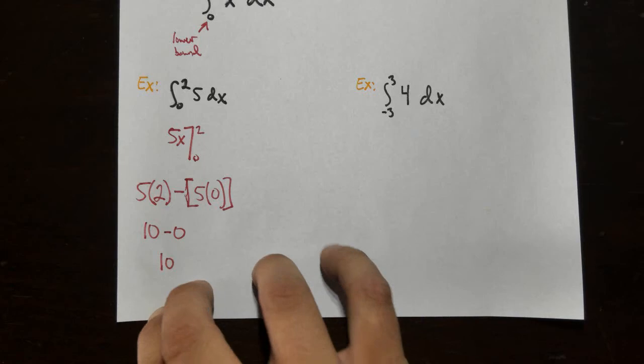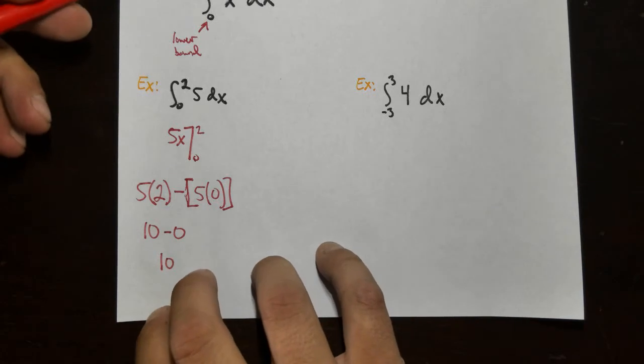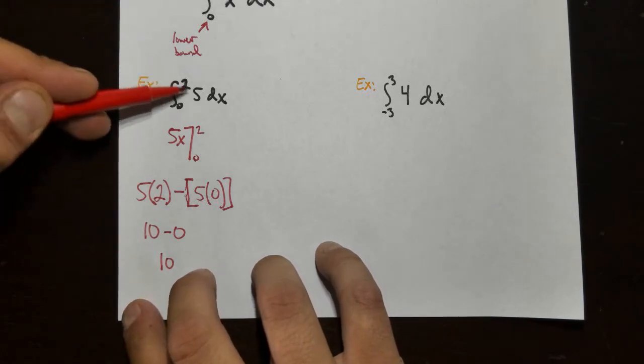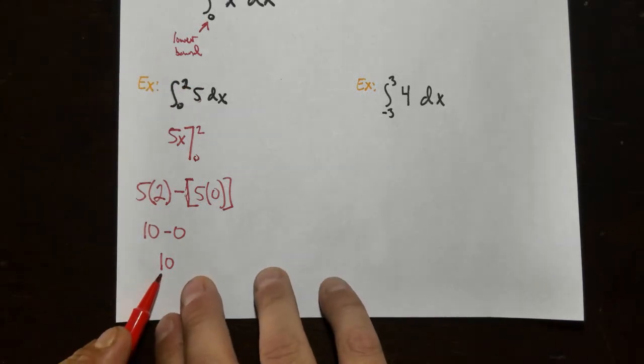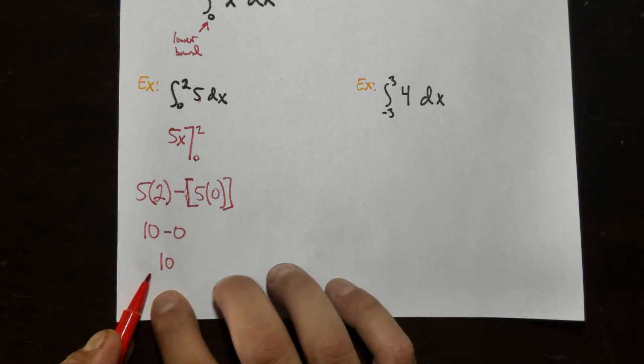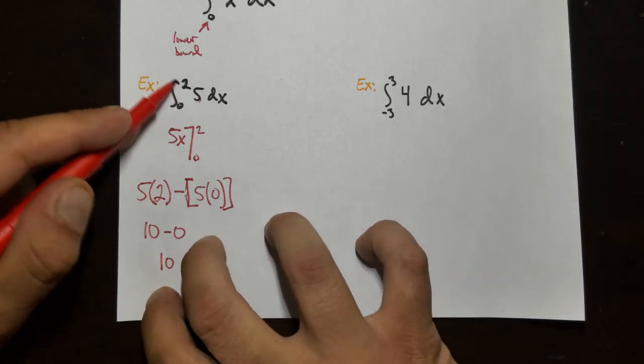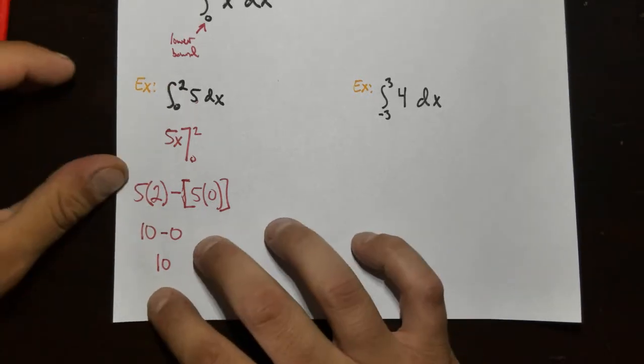So what does this mean? It means that from 0 to 2 of the function 5, there are 10 square units under that straight line. And that kind of makes sense, right? 5 times 2 is 10. All right. Now on to this one.